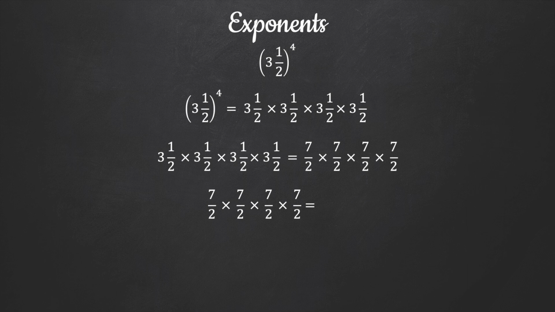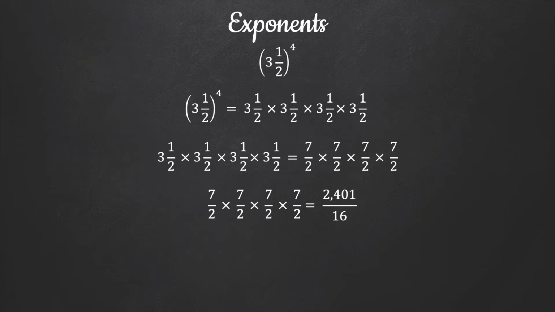And in order to multiply these improper fractions, what we need to do first is multiply our numerators. So 7 times 7 times 7 times 7 is equal to 2,401. And then let's go ahead and multiply our denominators. So 2 times 2 times 2 times 2 is equal to 16. So our answer is 2,401 over 16.